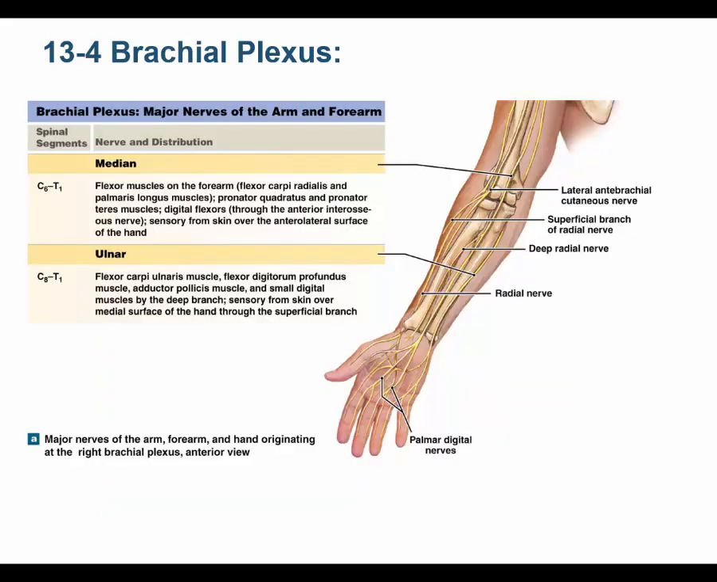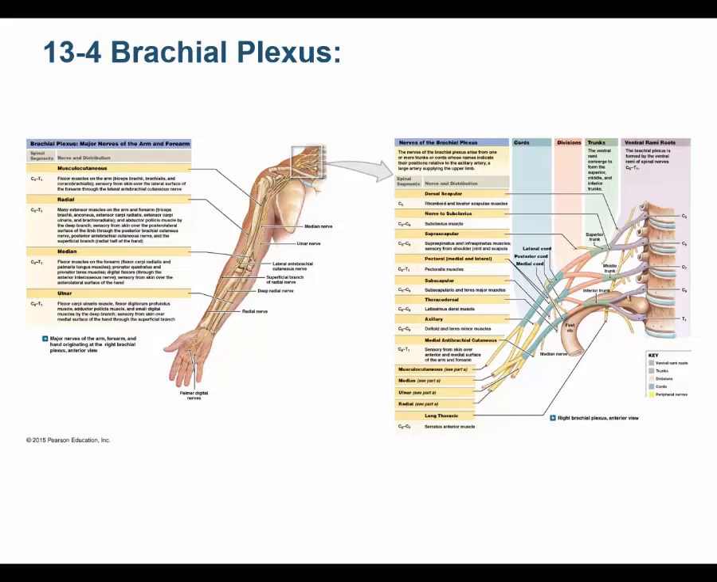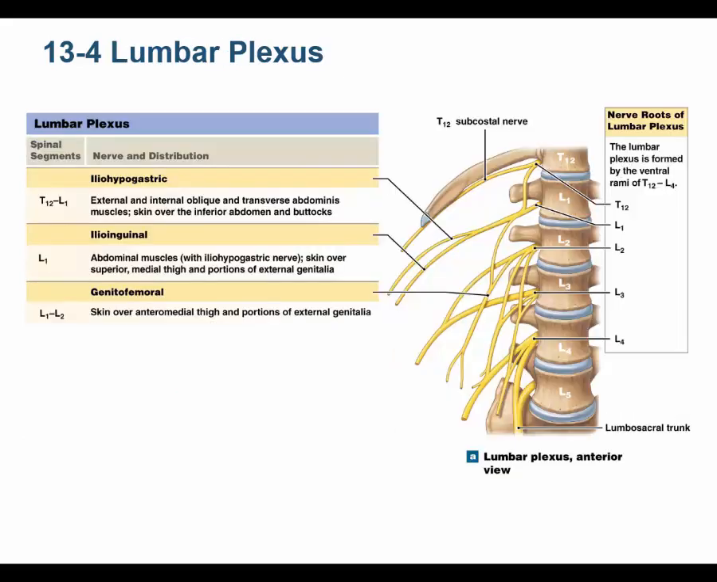Median nerve and ulnar nerve are two of the nerves you do learn for sure. You learn all of these: musculocutaneous, radial, median, and ulnar. You learn all these nerves right here, coming from the brachial plexus. And that's a collage for you.